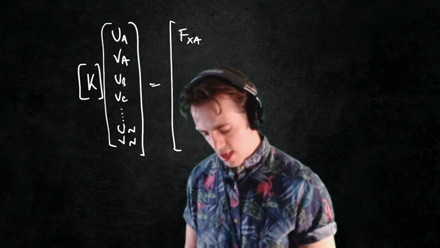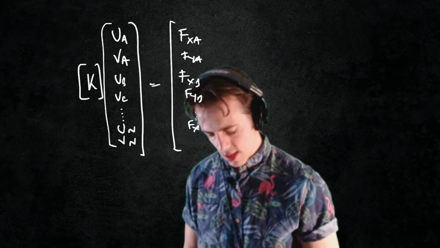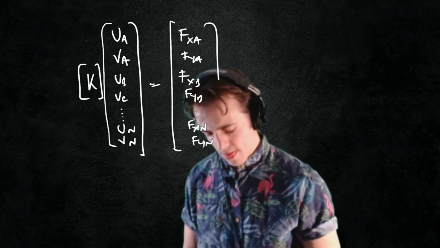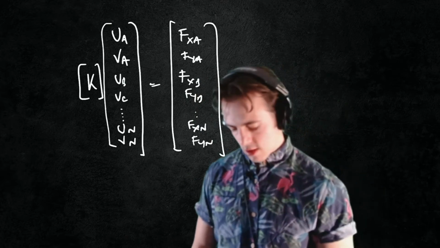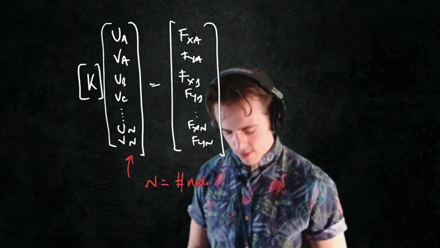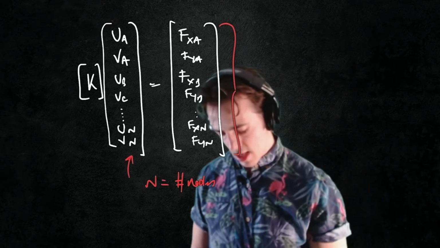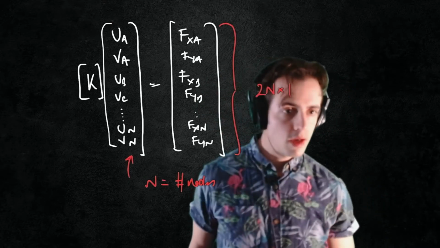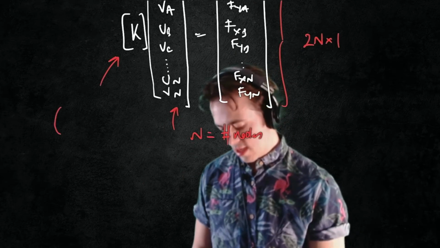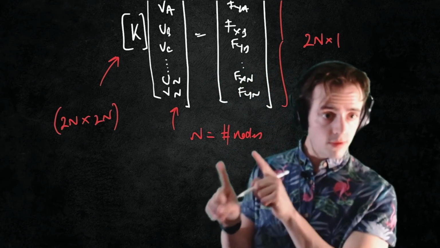And then the force vector would be FXA, FYA, FXB, FYB, all the way down to FXN and FYN. So this N here is the number of nodes. Which means that these two vectors are going to be 2n by 1. Which means that this matrix here is 2n by 2n, where n is the number of nodes.